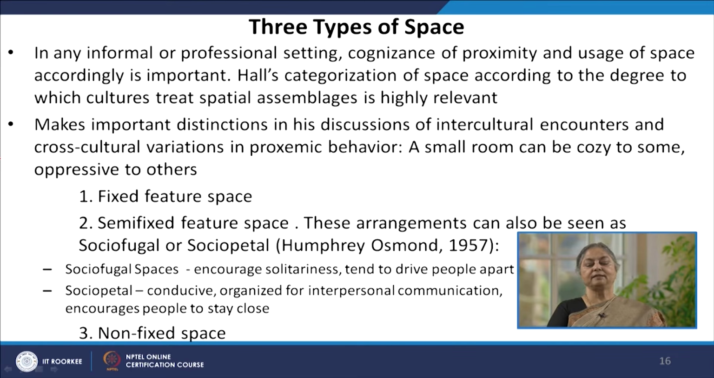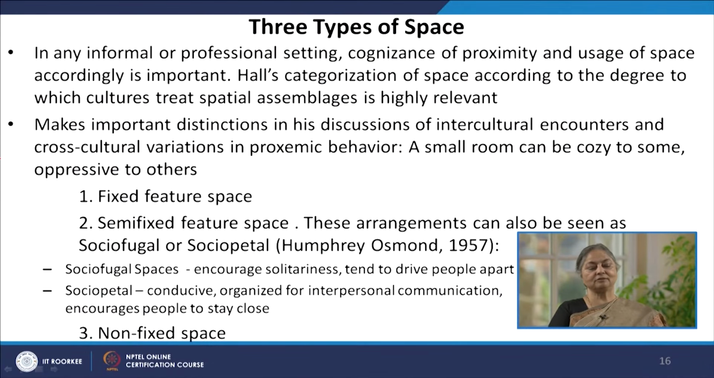For example, a very small room which is very barely furnished can sound cozy to a person. On the other hand, to a person who is born in an effusive culture, the same room may look rather oppressive and bare. But despite it, we find that the 3 different types of space which researchers have pointed out are the fixed feature space, the semi-fixed feature space and the non-fixed feature space.